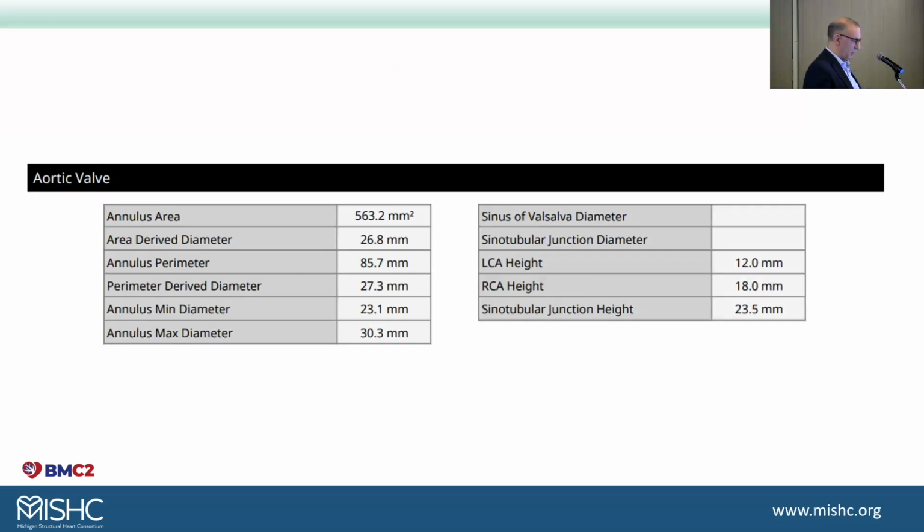Here's his CT parameters. I focus on the important things. You have an annulus area of 563 that would fit with a 29 Edwards or a 34 Core valve. Perimeter is 85.7. Coronary heights look good. STJ is 23.5. So when we look at what valve choice we do with CAD, it's not just what we can do today, but also do we have the potential for a TAV in TAV?